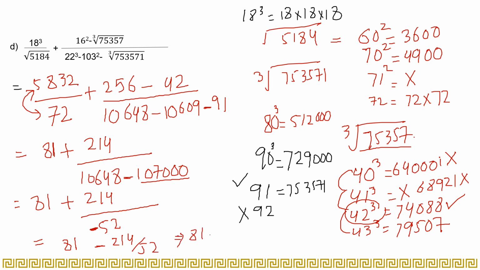Now 81 minus, now dividing these two numbers, it will give you 4.11, right? You have to do it by yourself and you will see the division gives you 4.11, and by solving this you have to subtract 4.11 from 81 and you will get 76.89, and this will be the answer for this question.